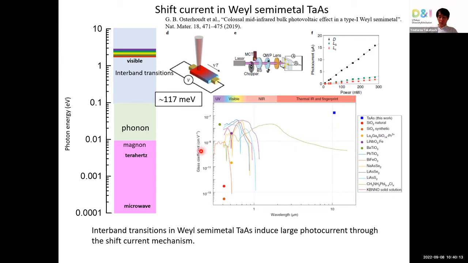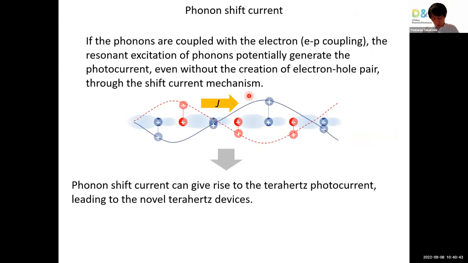However, it is difficult to get a photocurrent at lower photon energies, because usually in a semi-metal with topological electronic states there are conduction electrons, and the low energy optical response is dominated by the Drude response. So we propose the phonon shift current.